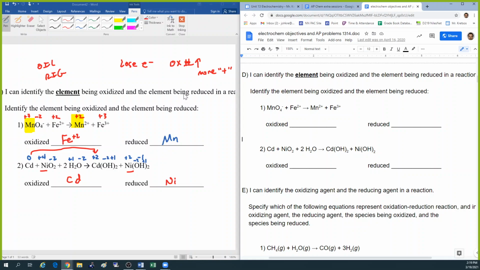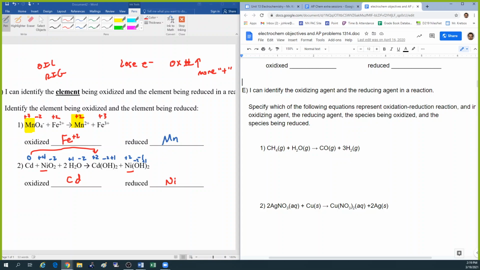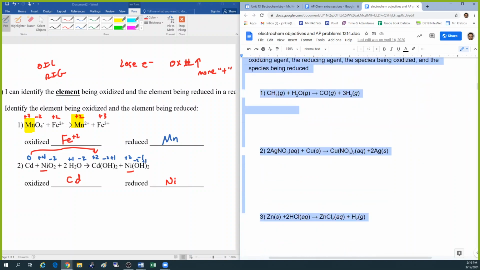We didn't talk about this, I don't think, but what do we call the thing that's doing the reducing or doing the oxidizing? Isn't it different than saying something is oxidized or reduced? That's the very next section here. Oh, so this is the agent thing, I think, is what you're referring to. Oh yeah, absolutely.